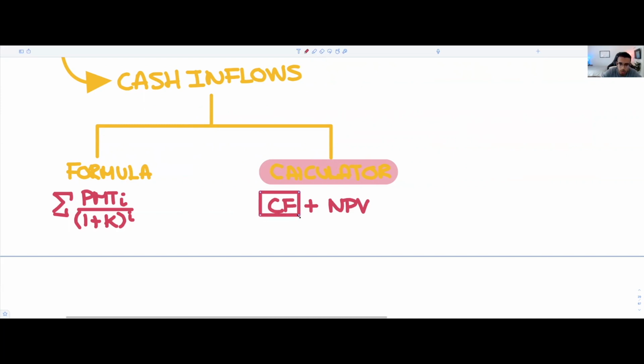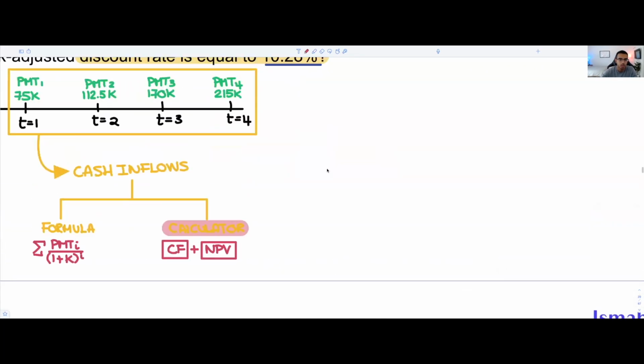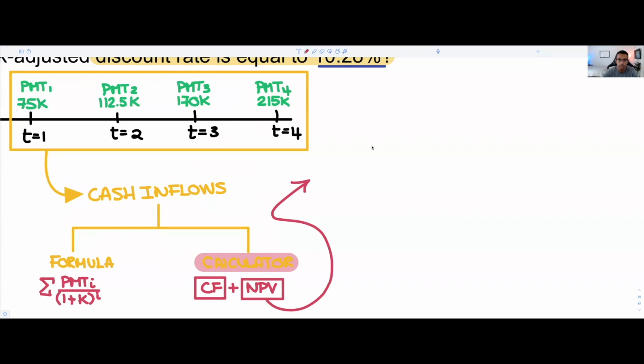And in this video, you're going to see how we're going to use the CF function to help us solve for the present value of our cash inflows. Okay, so very easy stuff. You'll see this in just a second. I'm going to try to be cute. And we're going to input this together as a team.